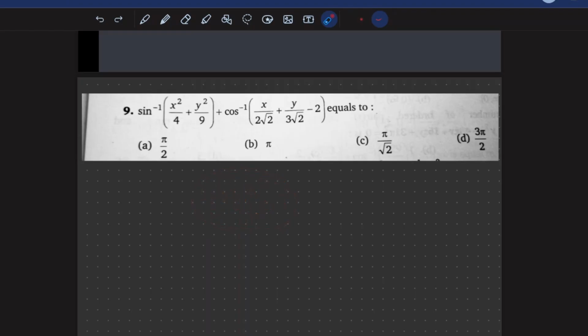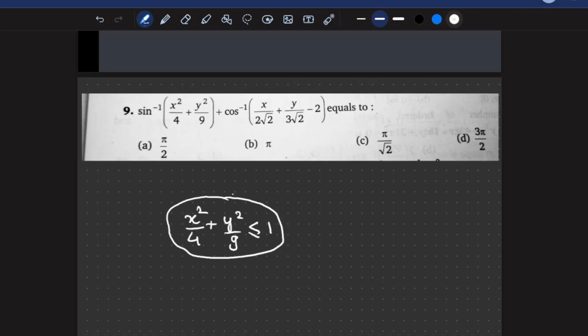What I thought of was the domain of sine inverse, that this value must belong to minus 1 to 1. Since this value is clearly greater than or equal to 0, I'm using only this condition: x square by 4 plus y square by 9 less than or equal to 1. Doesn't this represent the inside part of an ellipse? It does.